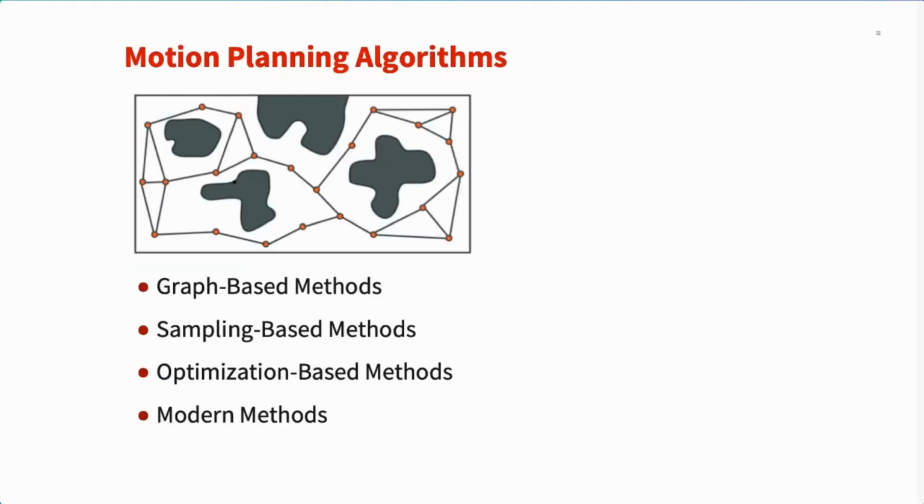So now let's move on to how we approach and solve the motion planning problem. So, motion planning algorithms. There are many different approaches to solving the motion planning problem, and some of these are graph-based methods, sampling-based methods, optimization-based methods, and modern methods, to name a few.